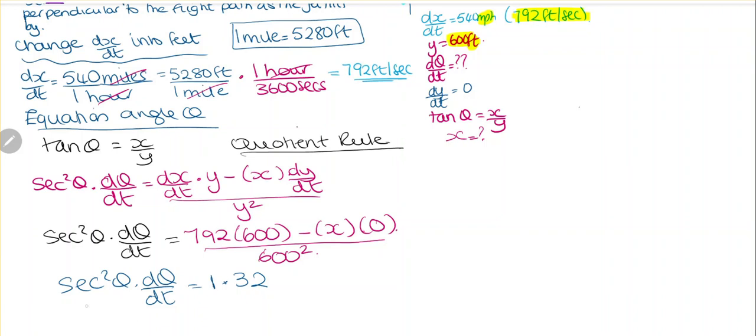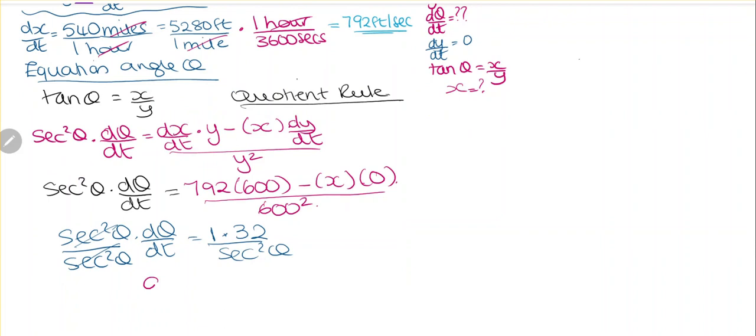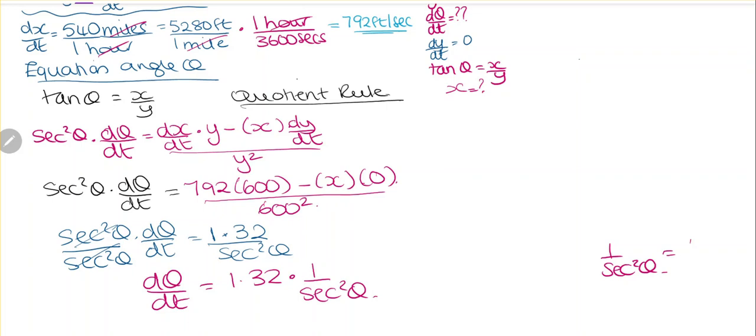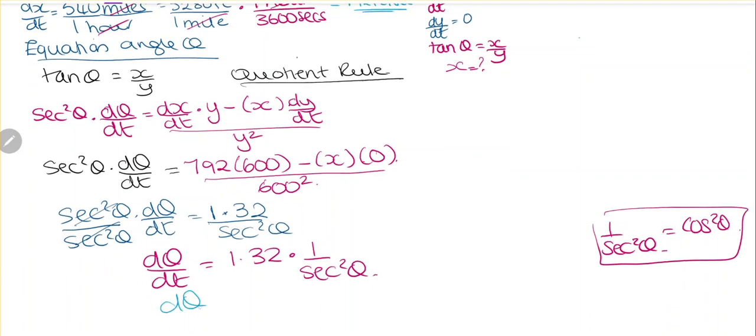Now I'm going to divide both sides by secant squared theta, so this will cancel. So the rate of change of our angle is 1.32 multiplied by 1 over secant squared theta. Now, secant squared theta is the same as 1 over cosine squared theta. So I can rewrite this as 1.32 multiplied by cosine squared theta.